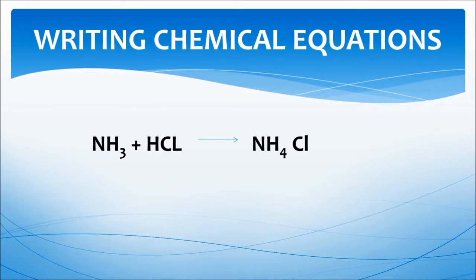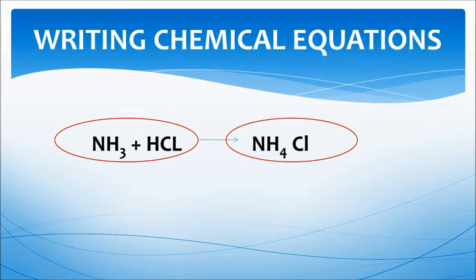When you are interpreting a chemical equation, for example, this one here, the chemicals on the left are called the reactants. The chemicals on the right of the arrow are called the products.